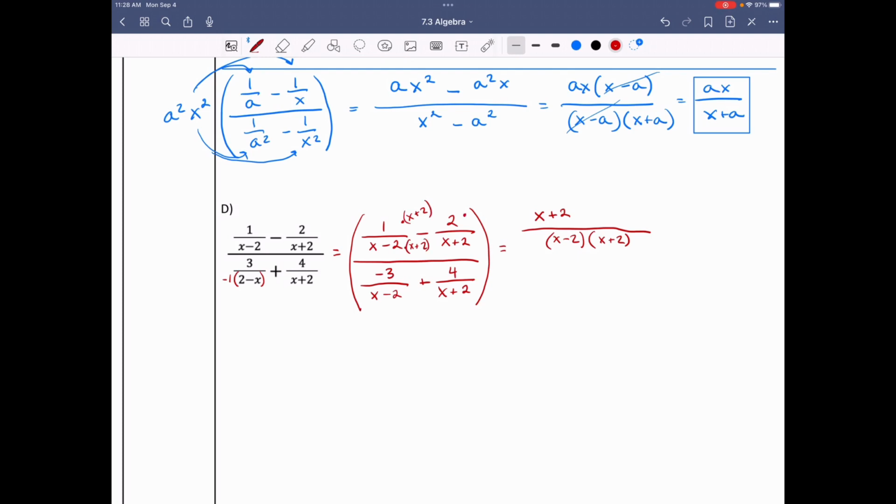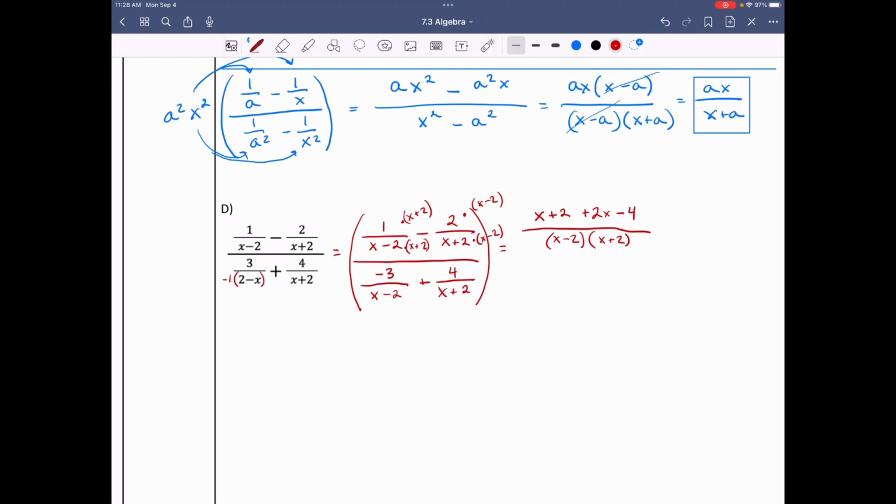Then I'm going to multiply this one by x minus 2 so that we have a common denominator of x minus 2, x plus 2. So 2 times x is 2x, and 2 times negative 2 is negative 4.